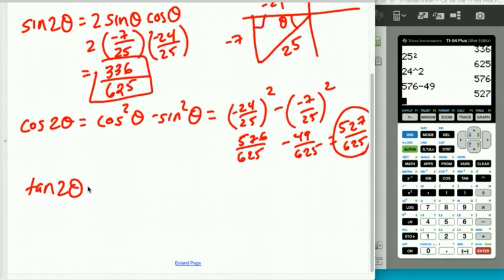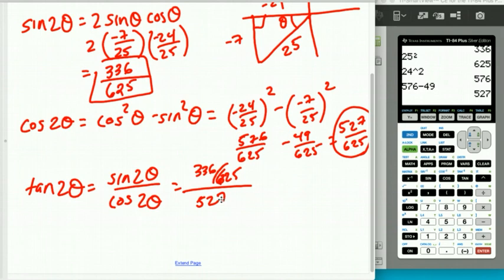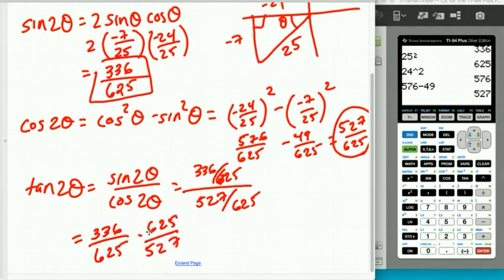And then lastly for tangent, again, there is a formula for tangent, but I personally think it's way easier to just use sine over cosine. So it's the sine of 2 theta, which I've already found, over the cosine of 2 theta, which I've already found. So it's a 336 over 625 divided by a 527 over 625. And if I flip this to clean up, the 625s are going to cancel, right? So I flip the denominator and multiply by the reciprocal. The 625s will cancel, and I get a 336 over a 527.